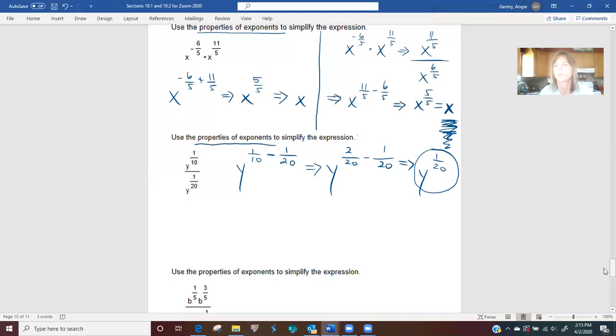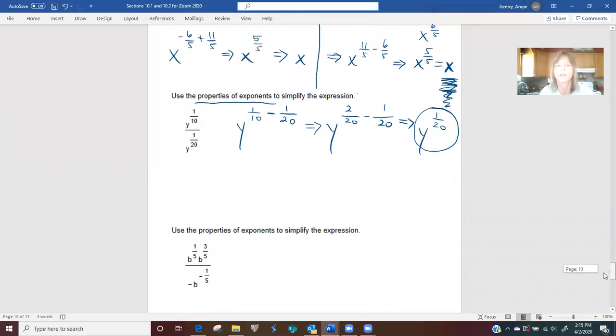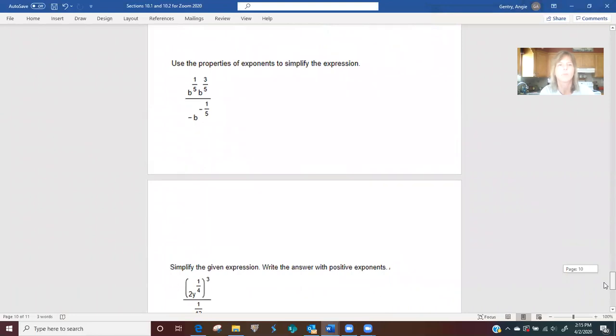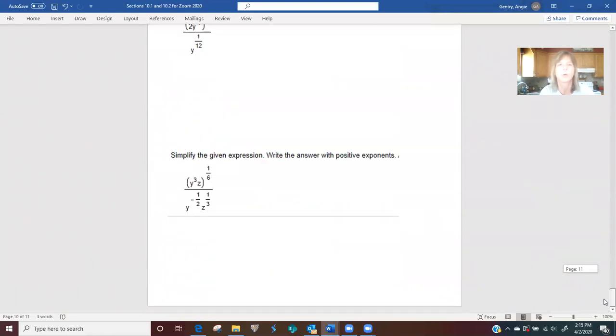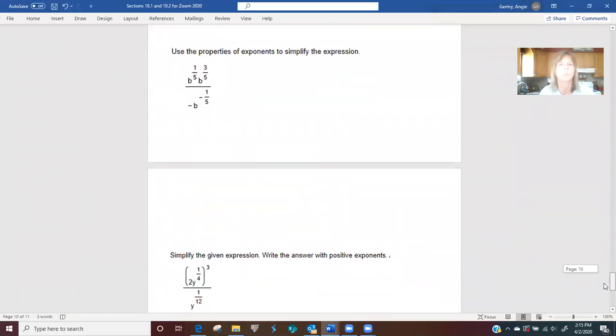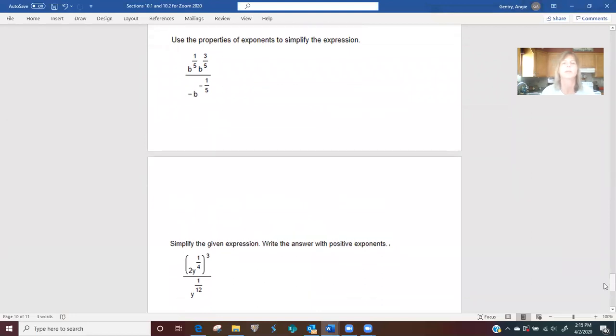So far, I think everything's been pretty clear except for that one that got messy. And we only have, well, we have 3 more. I'm going to go ahead and finish it. Properties of exponents.